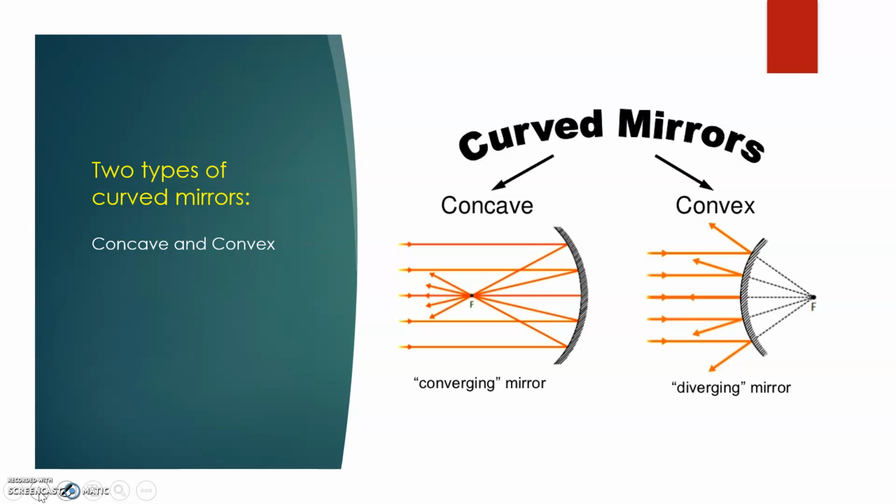So we're going to be looking at concave mirrors. There's two types though. There's concave and convex. But for right now, we're just going to look at concave and how light reflects off of them.